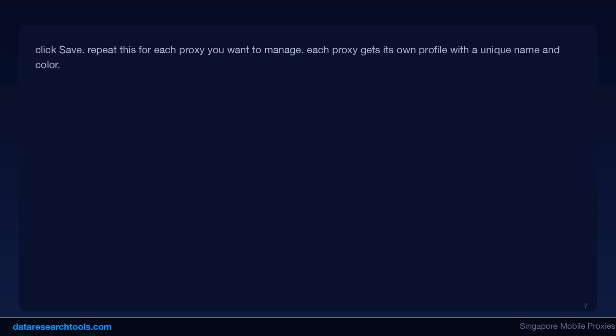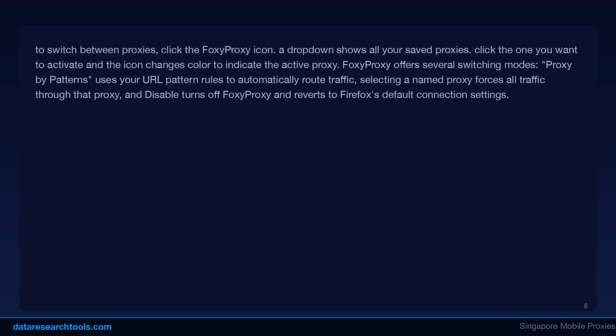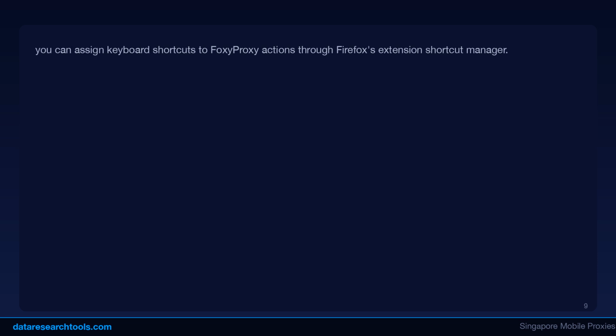To switch between proxies, click the FoxyProxy icon. A drop-down shows all your saved proxies. Click the one you want to activate, and the icon changes color to indicate the active proxy. FoxyProxy offers several switching modes. Proxy by patterns uses your URL pattern rules to automatically route traffic. Selecting a named proxy forces all traffic through that proxy. And the disable option turns off FoxyProxy and reverts to Firefox's default connection settings. You can assign keyboard shortcuts to FoxyProxy actions through Firefox's extension Shortcut Manager.